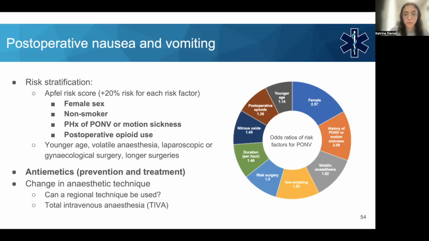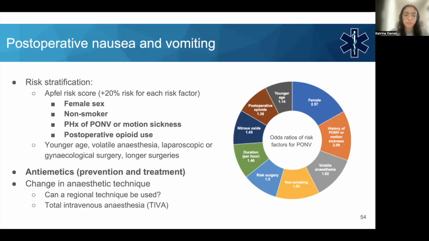if you've had the inhaled anesthetics like sevoflurane or isoflurane, so that's the volatile agents. If you don't smoke, that puts you at an increased risk. If you're having quite an extensive surgery, or especially if it's gynae surgery, for some reason that increases your risk. If it's a longer surgery, and if you've had opioids, and if you're younger. So somebody like me probably would be at an increased risk. Okay.